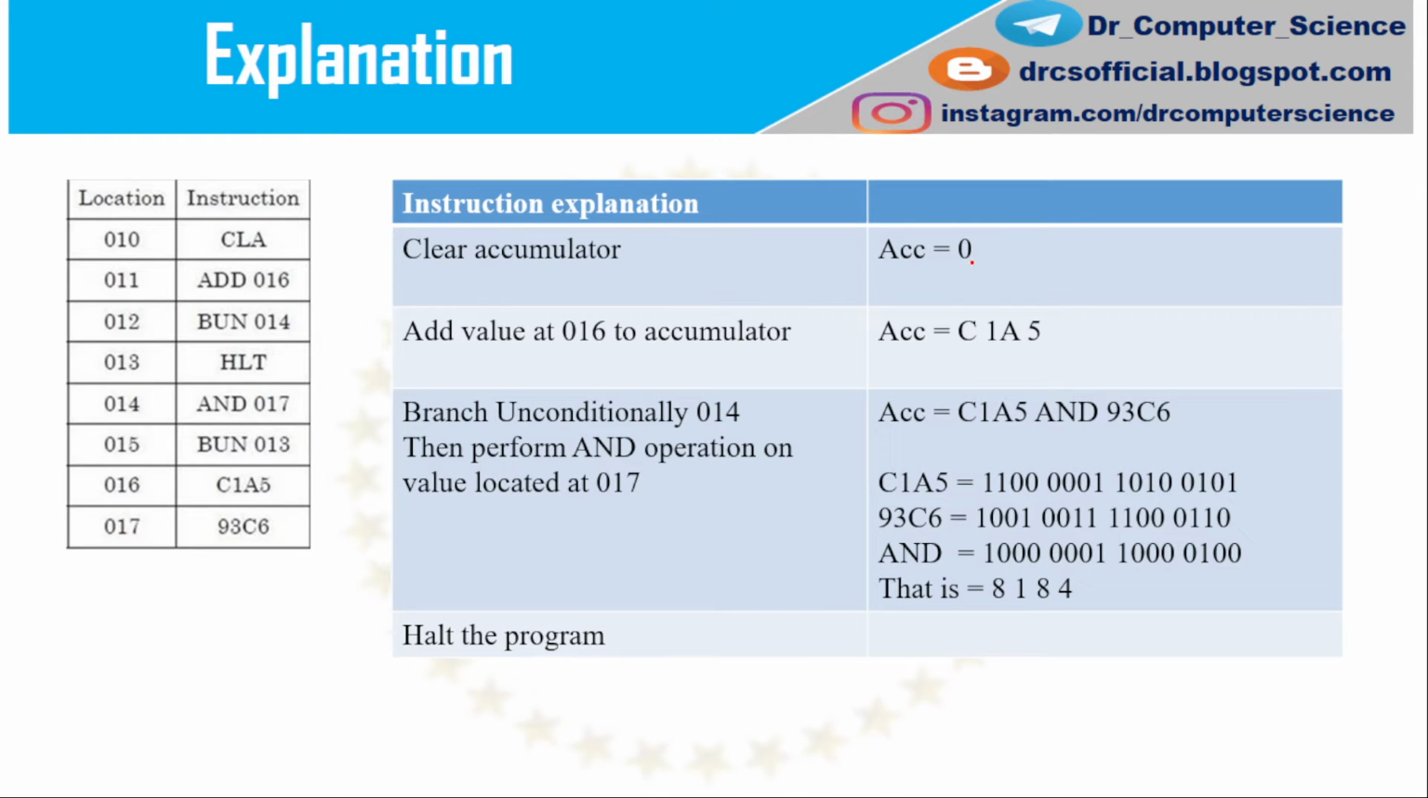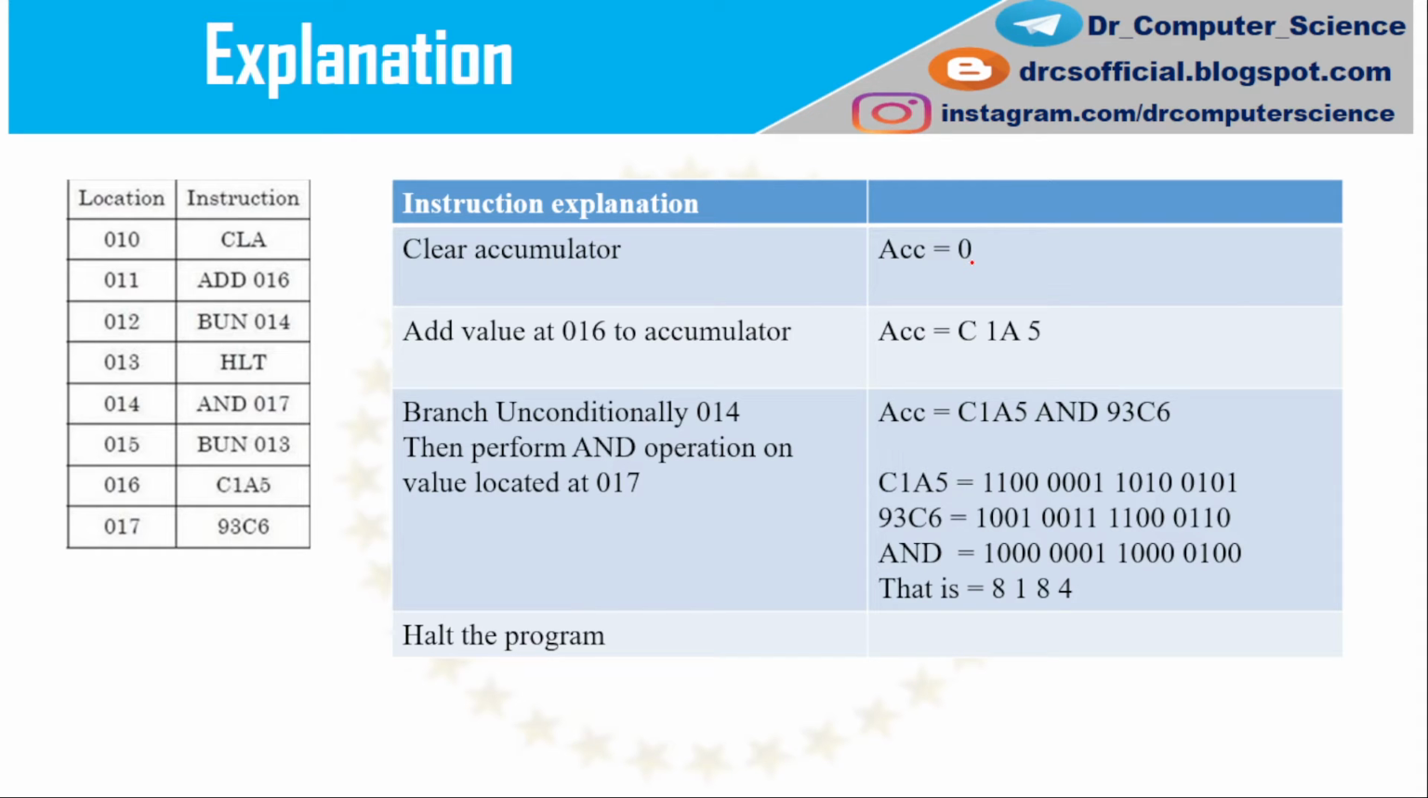Here is the explanation. CLA means clear accumulator. When we clear the accumulator, its value is set to 0. The next instruction is ADD 016. That means add the value at 016 to the accumulator. At 016, C1A5 is the value given to add to the accumulator. Now the accumulator value is C1A5. Next, BUN 014. That means branch unconditionally to 014.